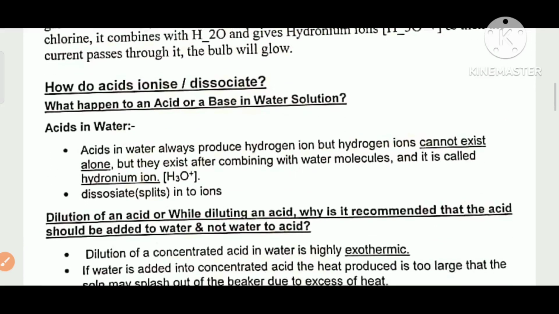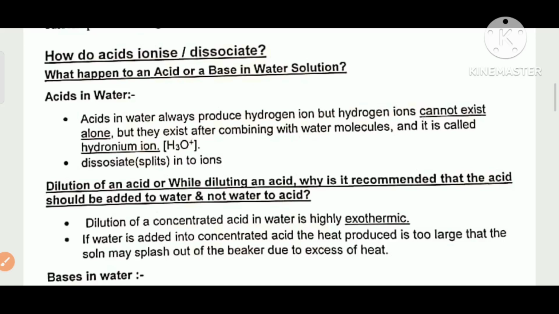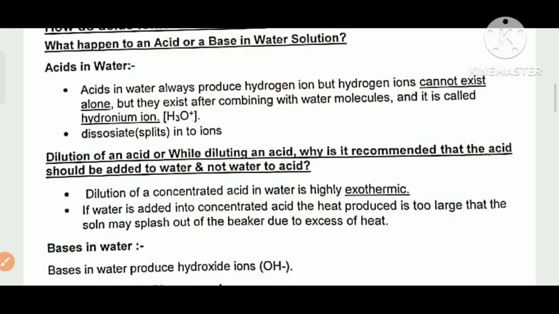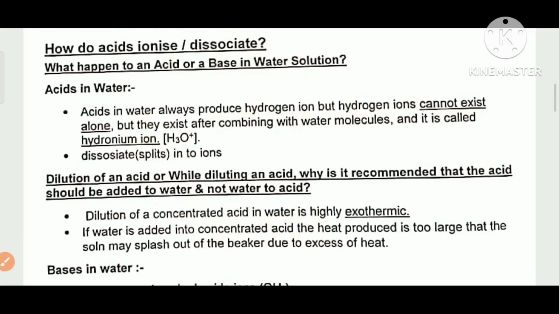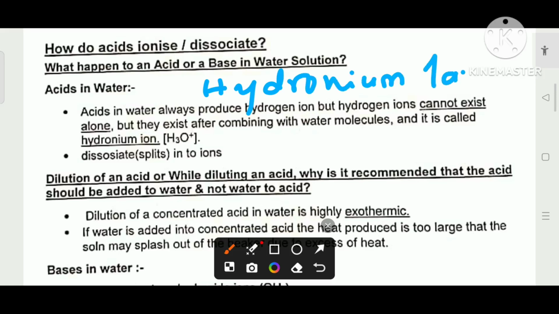How do acids ionize or dissociate? Dissociate means nothing but break down into ions. What happens to an acid or a base in water solution? Acid in water always produces hydrogen ions, but hydrogen ions cannot exist alone. So just go through it. Now, this will also be a question: how does the formation of hydronium ions take place? That kind of question will come. Hydronium ion formation.